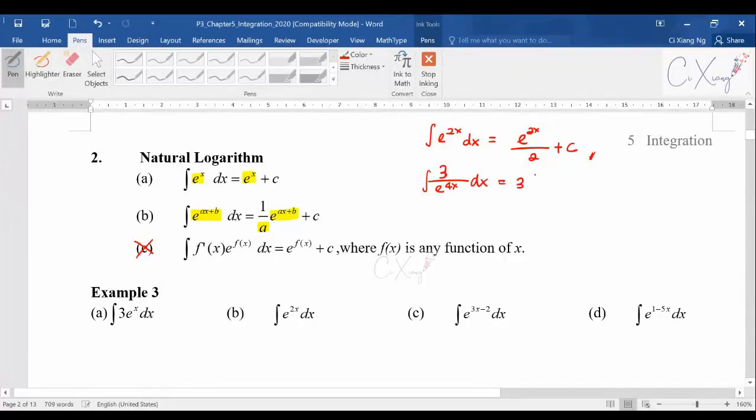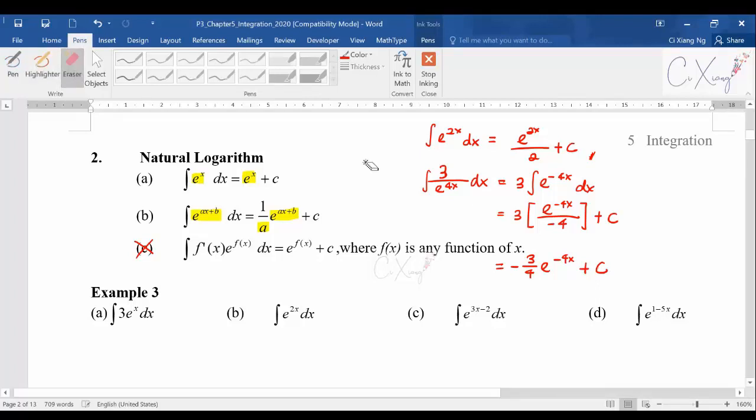So first I take out the 3 and then I bring it become e power negative 4x. Okay, so when I want to integrate e power negative 4x, I copy back the original thing, and then I divide by the differentiation of the power. So differentiation of the power means negative 4. So you just put in negative 4 here, and then plus c. Okay, so if you try to simplify, you're having negative 3 over 4 e negative 4x plus c. Okay, so this is how we do the integration for exponential function.